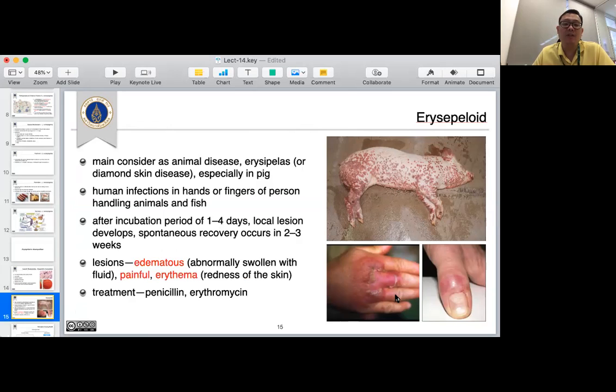Okay, so they get infected and cause skin inflammation. You see the skin swollen, with fluid inside the swelling, painful, and red on the skin like this. For treatment, this is gram-positive, so penicillin is the drug of choice. If the patient is allergic to penicillin, use erythromycin.